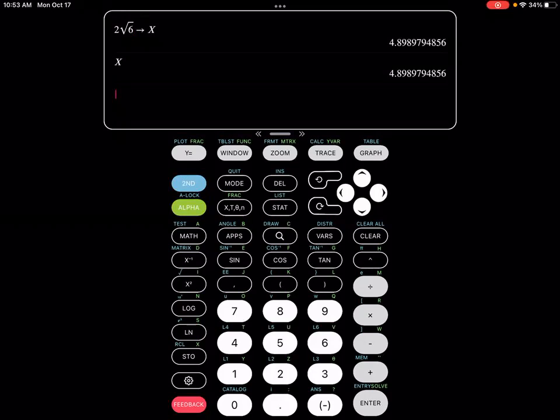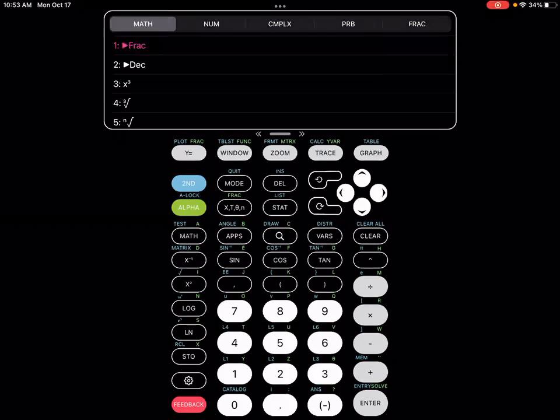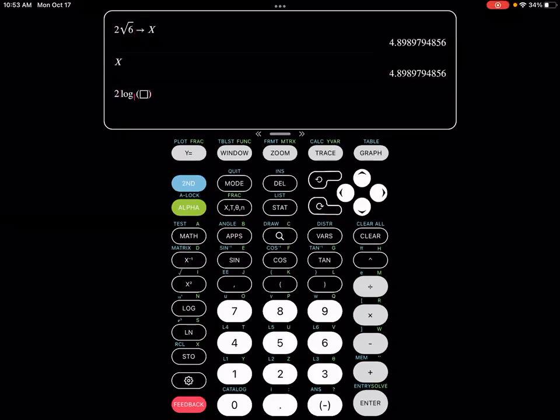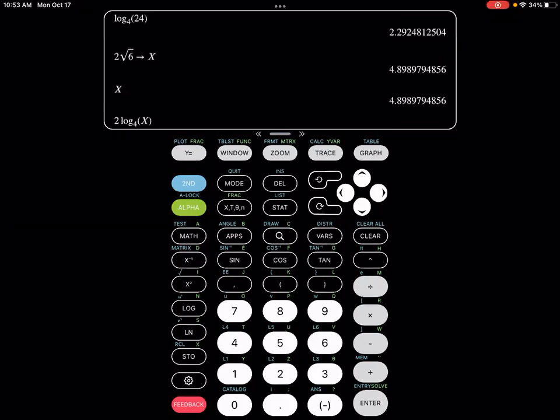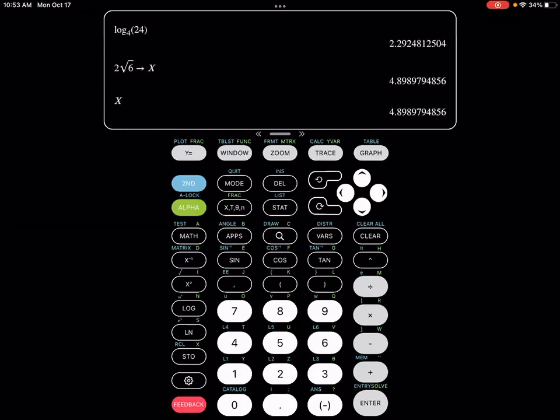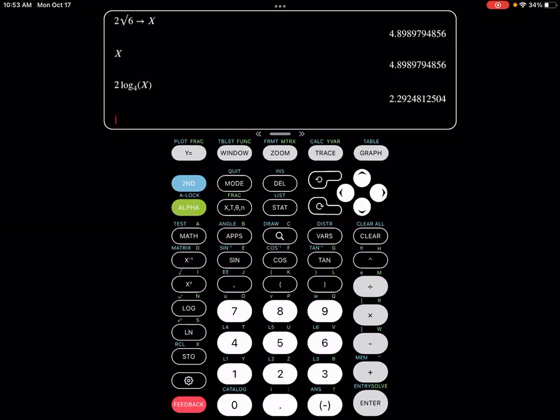What's the right-hand side? 2 times something. Yeah, log base 4, so Math again. Log base 4 of X. Very good. It's the same, right? So that one and that one are the same answer. So yes, that's the right answer.